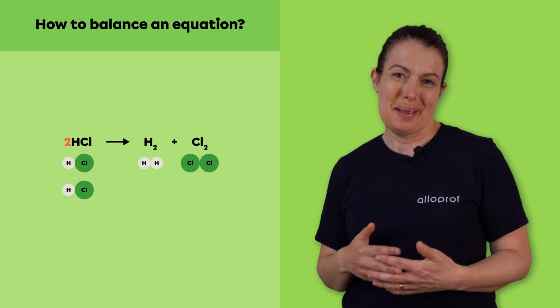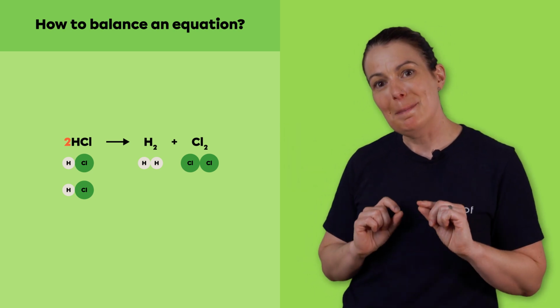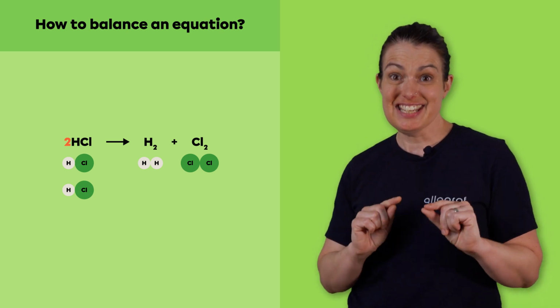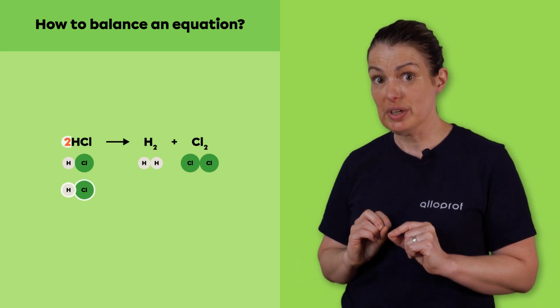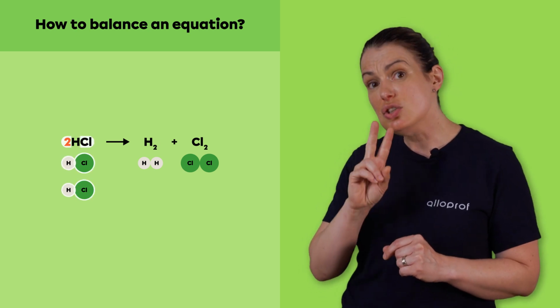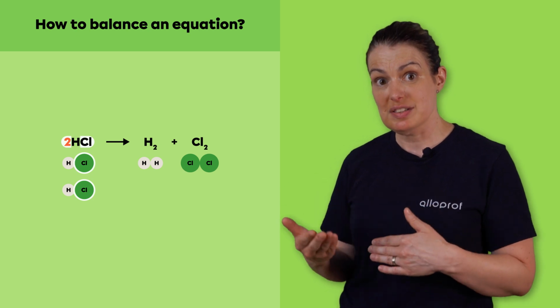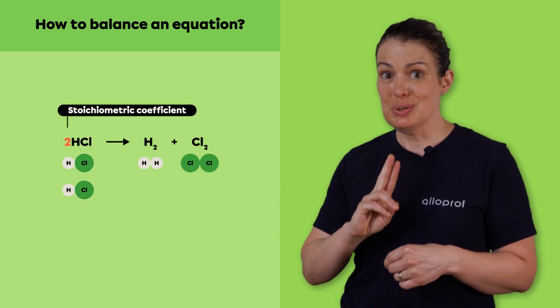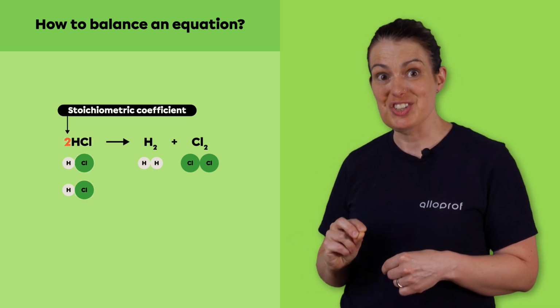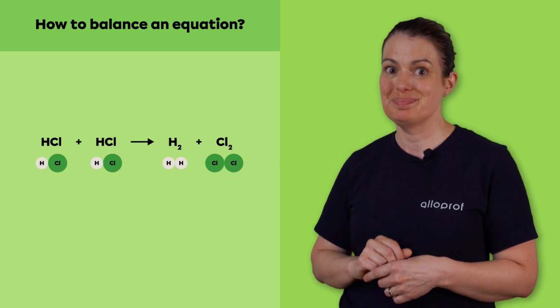Okay, fine, but how do you balance an equation? Well, it's simple. All you have to do is indicate that two molecules of hydrochloric acid are reacting. We then have two hydrogen atoms and two chlorine atoms in total on the reactant side. The same is true for the product side. The number 2 is called a stoichiometric coefficient. It indicates that the whole HCl molecule is present twice.